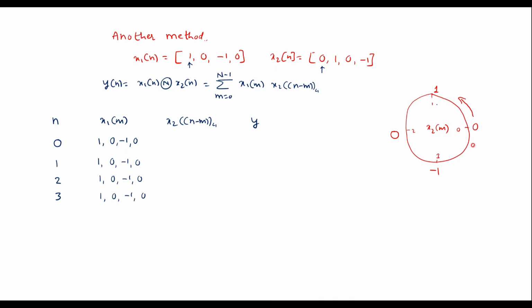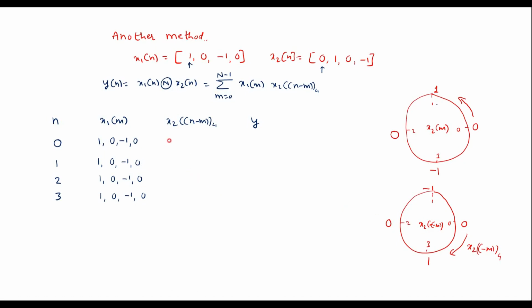So x2 of minus m is nothing but representing the same values in clockwise direction with the same indexes. I will draw the same circle; the index values are the same: this is 0, this is 1, this is 2, and this is 3. Now I will represent these values in clockwise direction: 0, the next value is 1, the next value is 0, the next value is -1. Representing this is nothing but x2 of minus m, that is a circular shift.